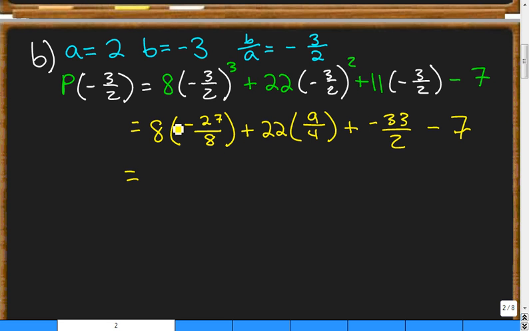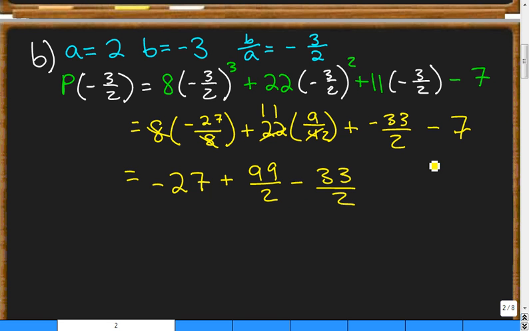8 times negative 27 over 8. These two 8s are going to cancel out, so we're going to end up with negative 27 here. 22 times 9 over 4. We can simplify this a little bit since we're dividing this by 4, we could turn this into a 2, turn this into 11. That's kind of like we're going ahead and dividing by 2 there. So 11 times 9 over 2 is going to be 99 halves. And we then have minus 33 halves, and then minus 7.